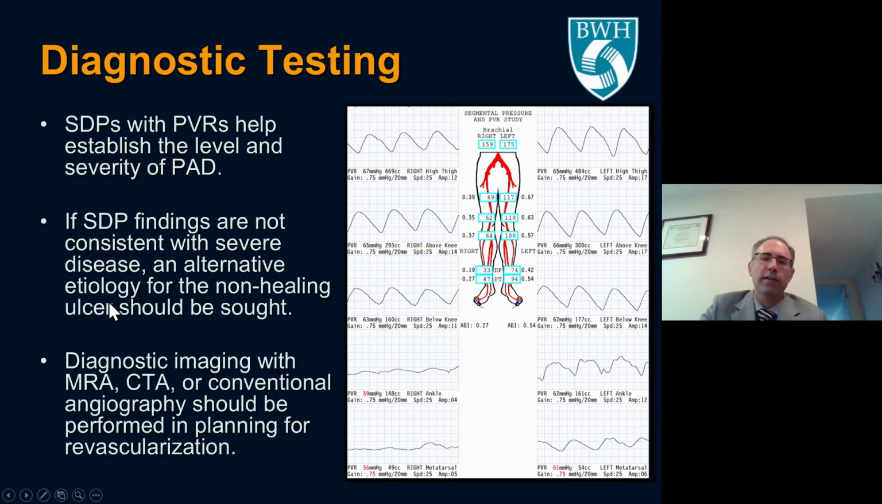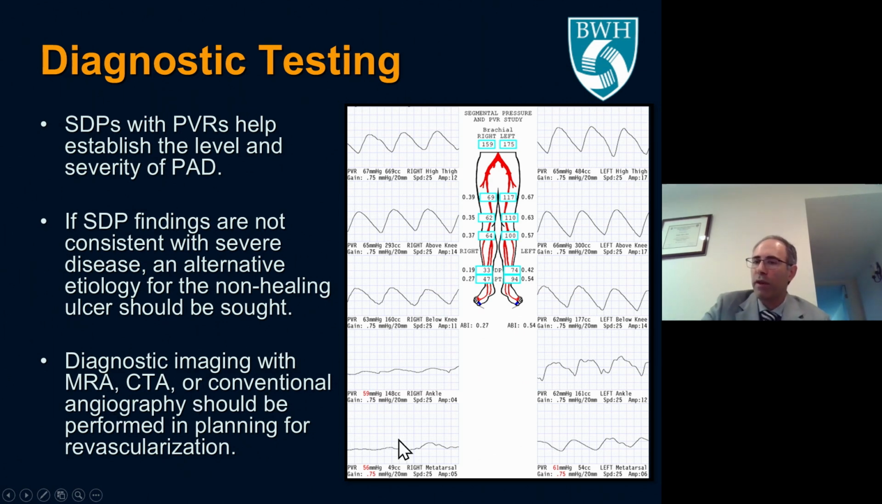We can do segmental Doppler pressure with pulse volume recordings if we want to know what level of disease is there in an ulcer. We should see multiple level disease. You can see here that we're dealing with ABIs 0.39 in the thigh all the way down to 0.19, 0.27 on this side, 0.4, 0.5. That's the neighborhood that we want to see for someone who has ulcers due to arterial insufficiency.